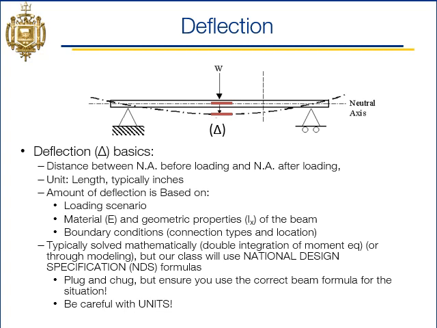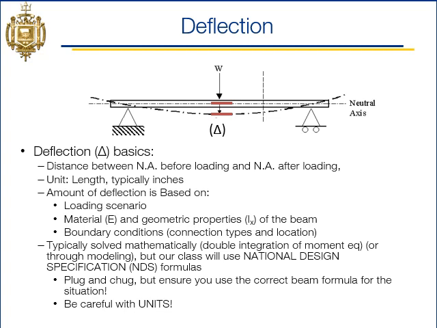And then also we've learned that beam stiffness is related to geometric properties, right? So typically we just care about Ix when we're looking at beams. So our deflection is also based on our moment of inertia about the x-axis for our beam. And then the third piece is what are the boundary conditions? What kind of connections do we have on our beam? Is it fixed, pinned, rollers? That's going to change how our beam deflects.